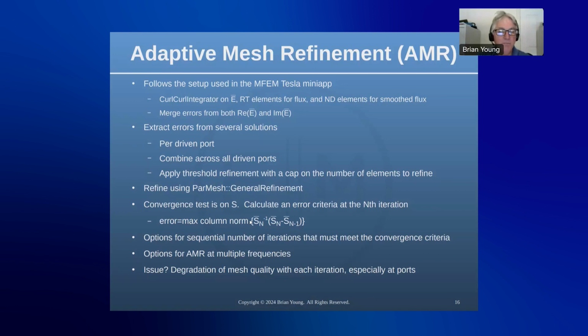One thing I'm seeing, which may or may not be an issue, it's not hurting me right now, is that as I'm applying adaptive mesh refinement with the FEM library, at each iteration the mesh quality goes down a little bit, especially at the ports. That's not causing me numerical issues in any of my examples so far, but it'd be nice if the quality of the mesh somehow magically stayed constant as adaptive mesh refinement was applied. This may be a mistake on my part, so if someone knows that this isn't right, I'd love to hear from you.